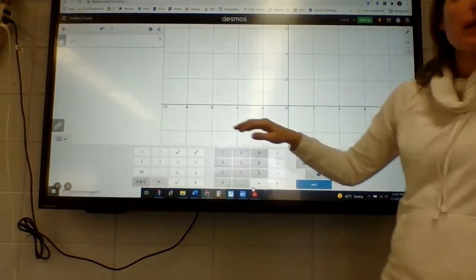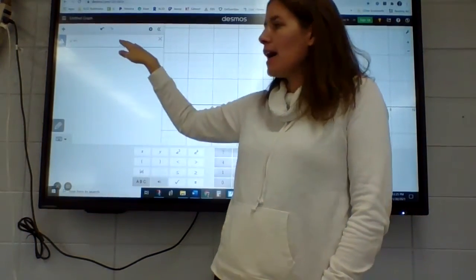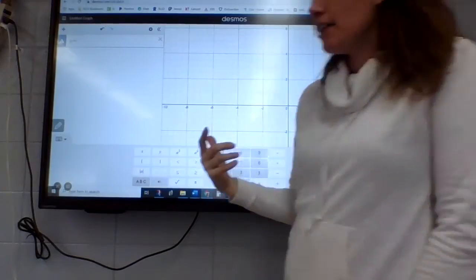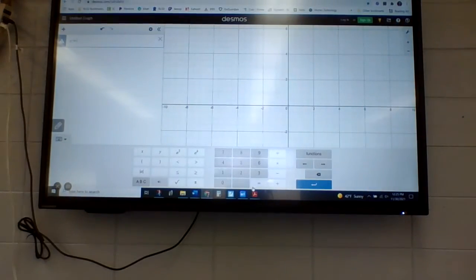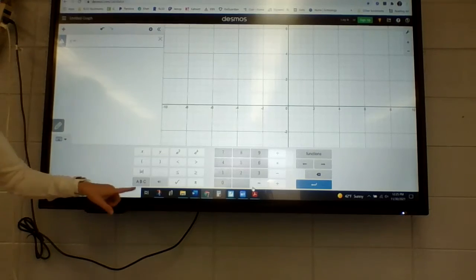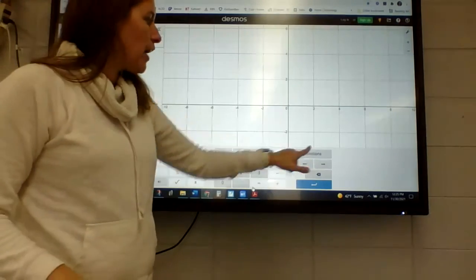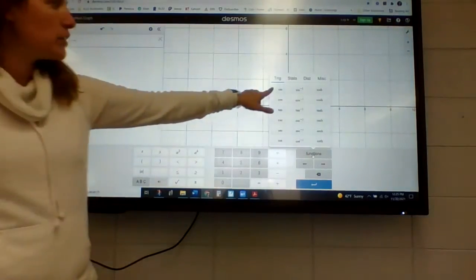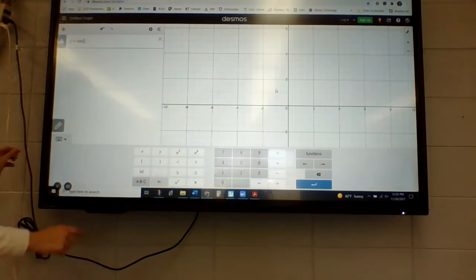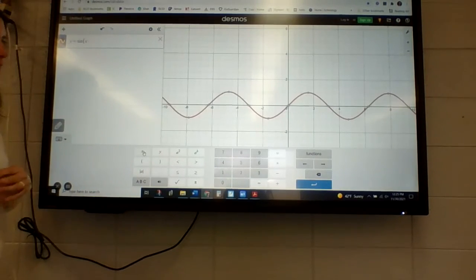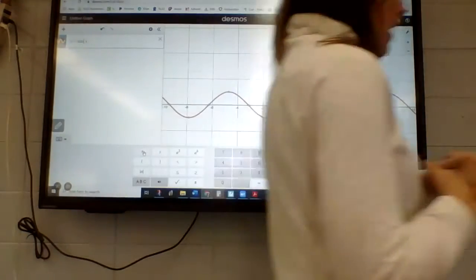And so when you go to graph, we're going to type in sine of x first, because I want to talk about just the basic graph. So y equals sine of x, we're going to type in the first function bar. And again, some of you have used this before, others haven't. There are actually functions where you can use sine. So we have our sine of x.